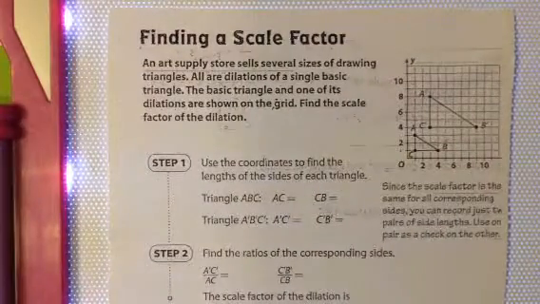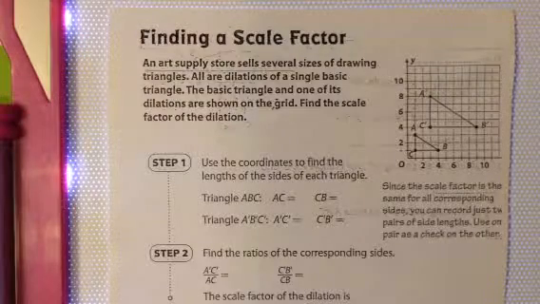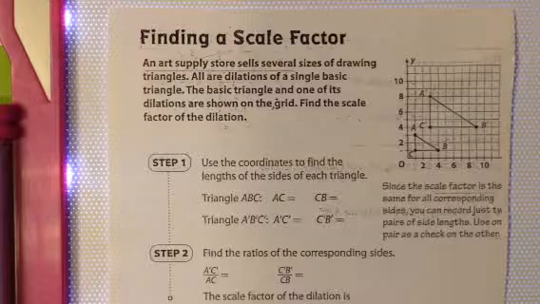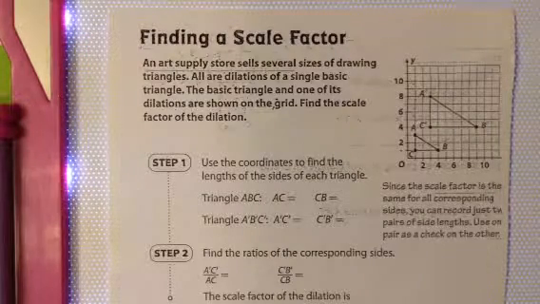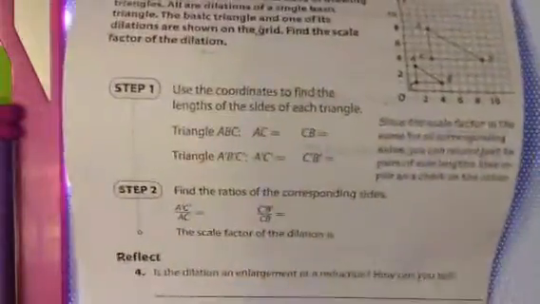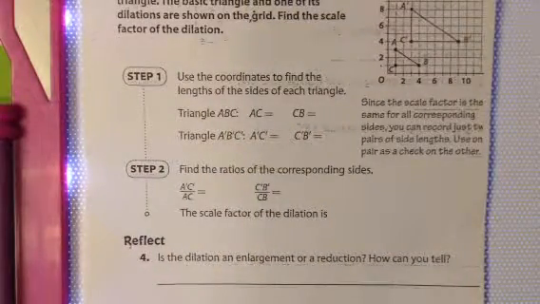An art supply store sells several sizes of drawing triangles. All are dilations of a single basic triangle. The basic triangle and one of its dilations are shown on the grid. Find the scale factor of the dilation. So step 1, they're going to step us through it. Use the coordinates to find the lengths of the sides of each triangle.